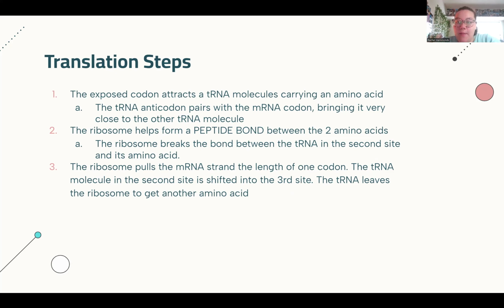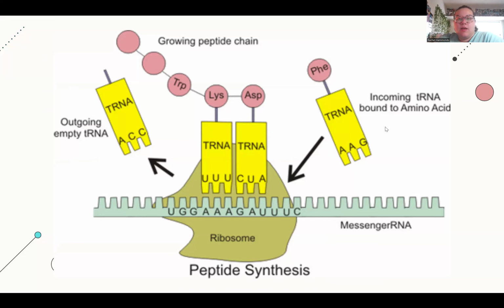The ribosome pulls the mRNA strand the length of 1 codon, one set of 3 base pairs. The tRNA molecule in the second site is shifted to the third site. Eventually, once it gets past the third site, the tRNA leaves the ribosome to get another amino acid. As you can see, the incoming tRNA is going to be complementary to this codon. It's going to bump this tRNA molecule out so it can go find another amino acid and come back, and it just repeats as a cycle. You can see that these bonds are forming while these bonds are breaking.